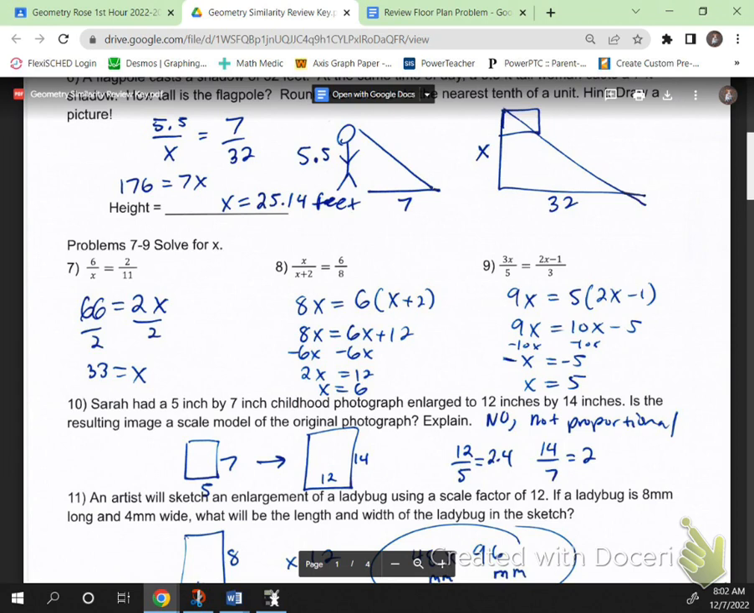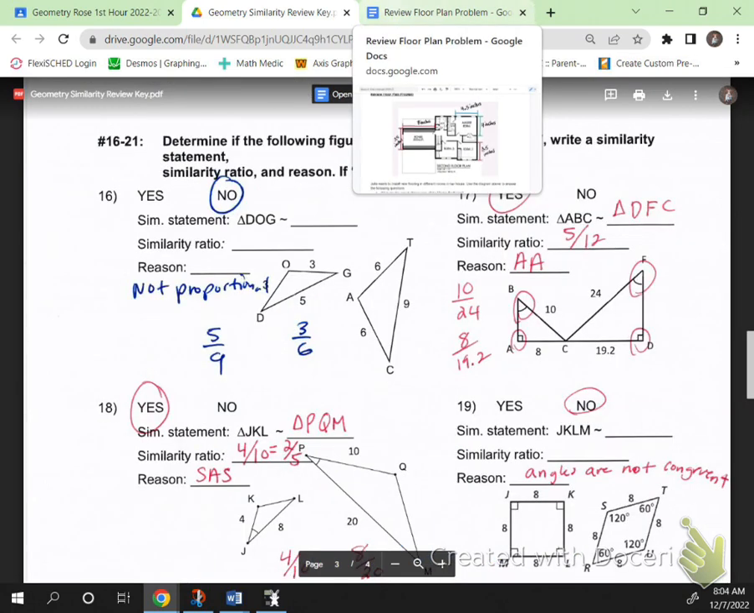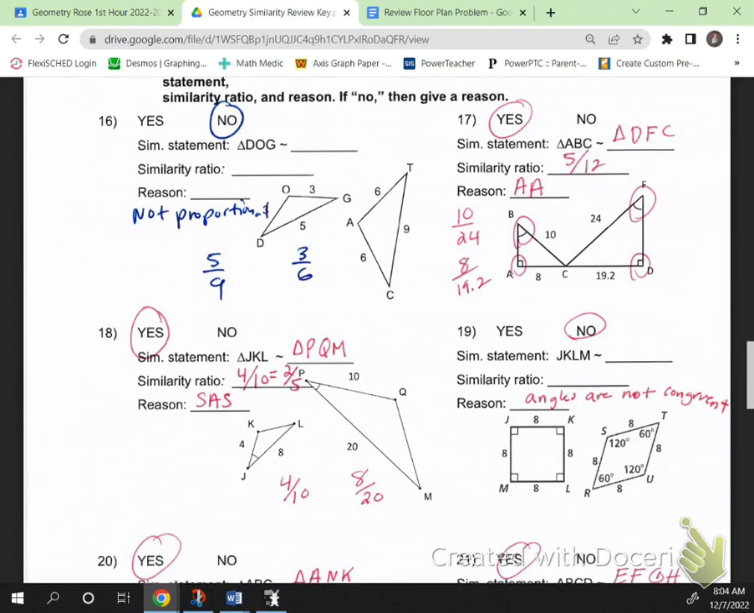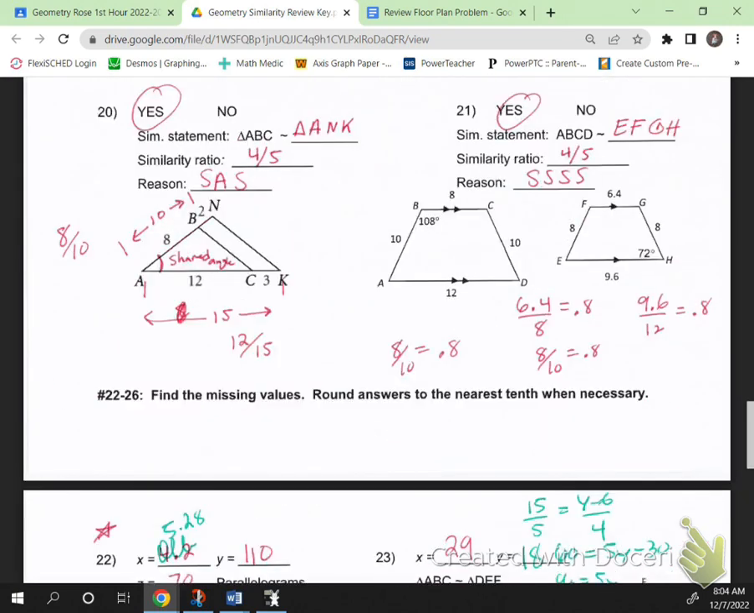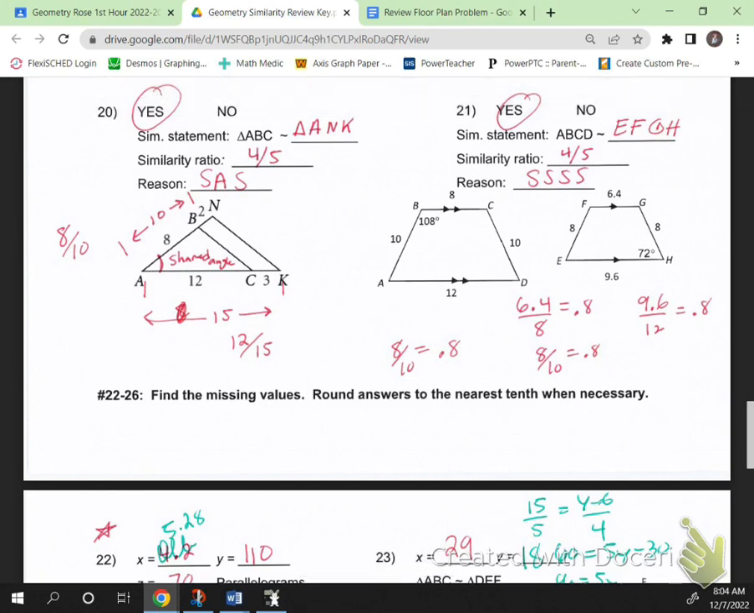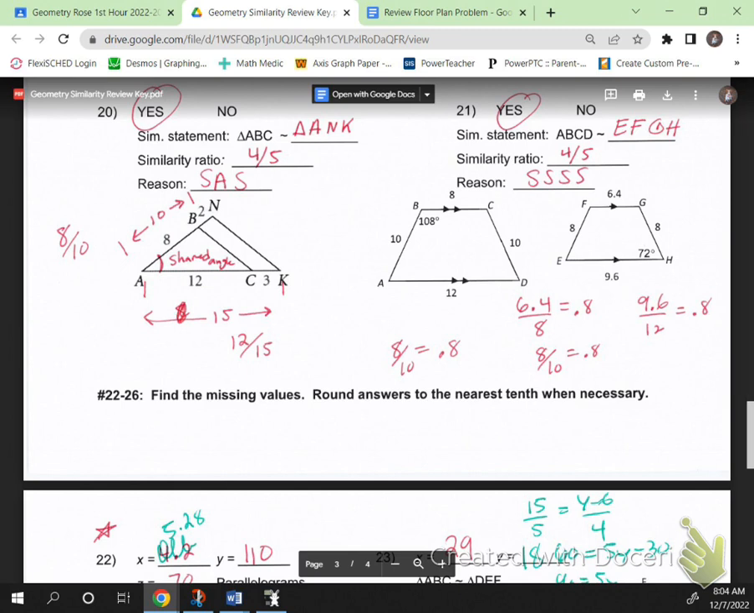I passed out another page. My bad, it didn't print. So you've got another page to practice some similarity problems. Any questions on 6 through 10? What questions do we have about this page? How about 20 and 21? Similarity ratio should be fractions. Simplify the fraction.